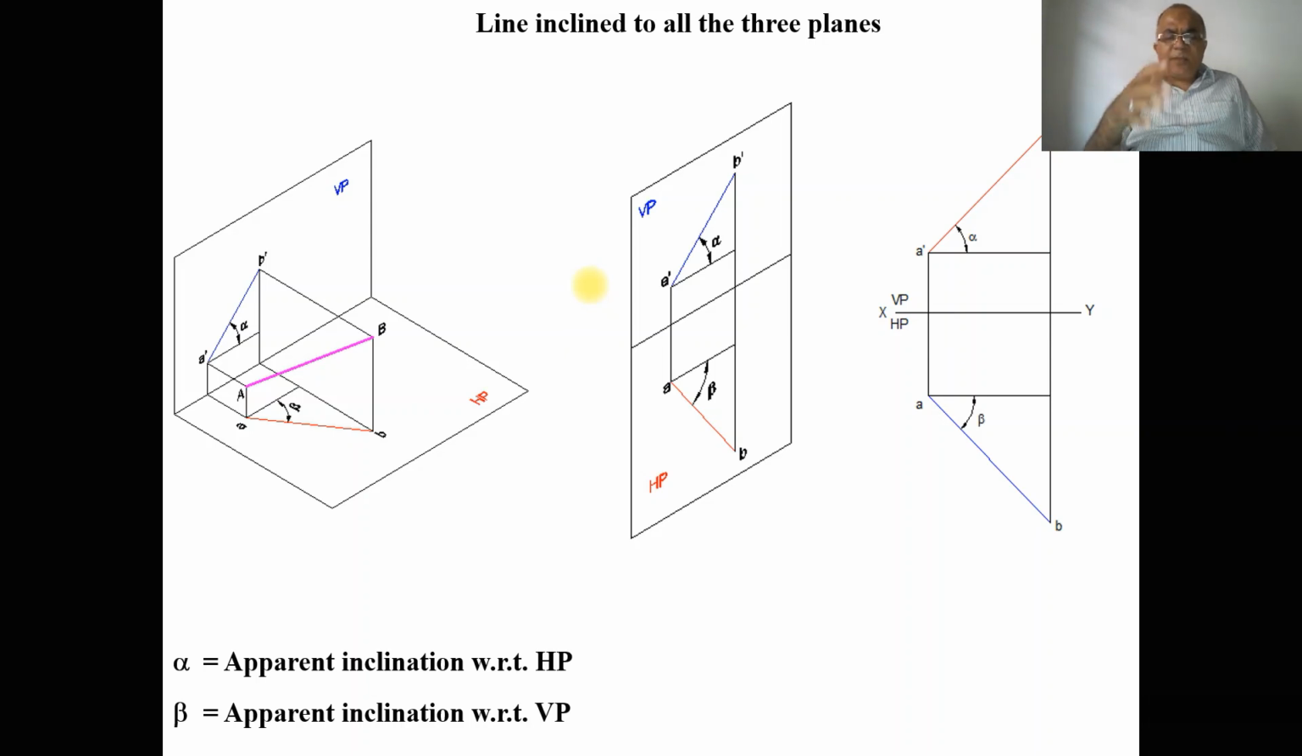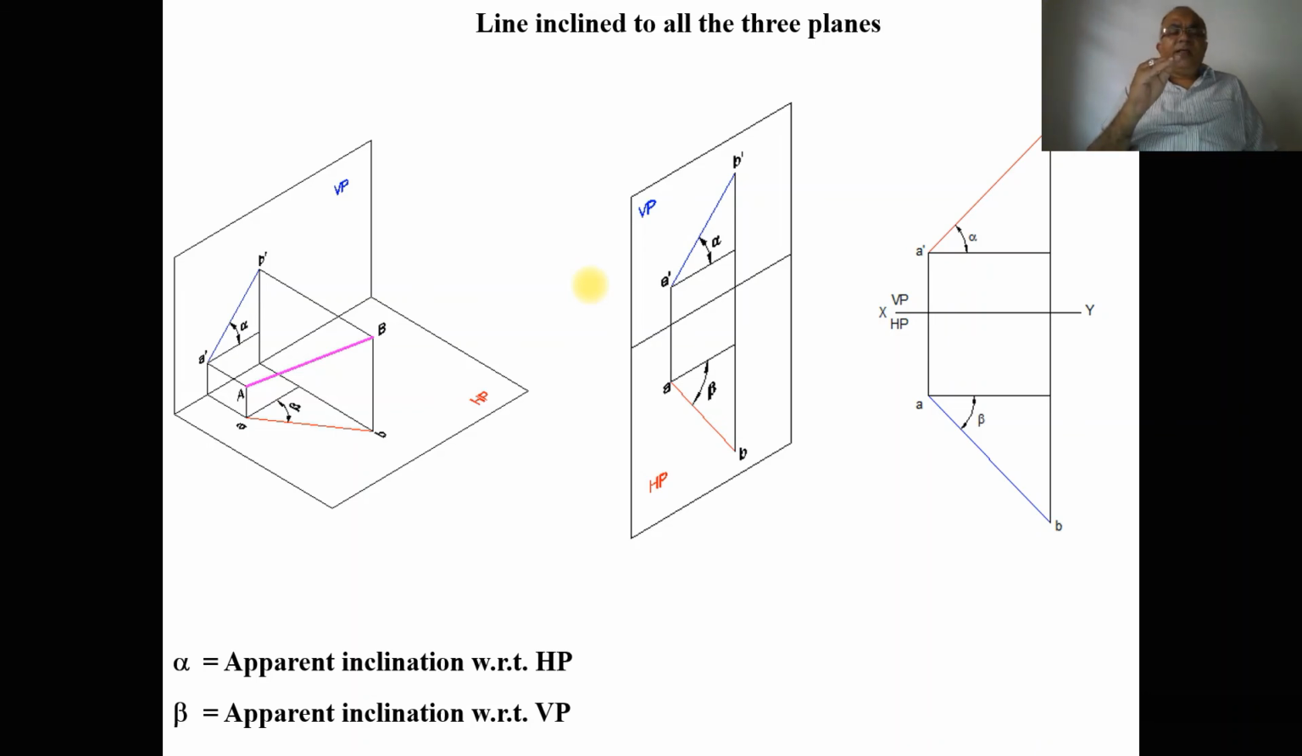So in summary, the first case is the line parallel to both HP and VP. In the second case, the line is inclined to HP and parallel to VP. In the third case, the line is perpendicular to HP and parallel to VP. Then the line inclined to VP and parallel to HP. The line perpendicular to VP and parallel to HP. The line inclined to both HP and VP and parallel to the profile plane. And in the last, the line is inclined to all the three planes.